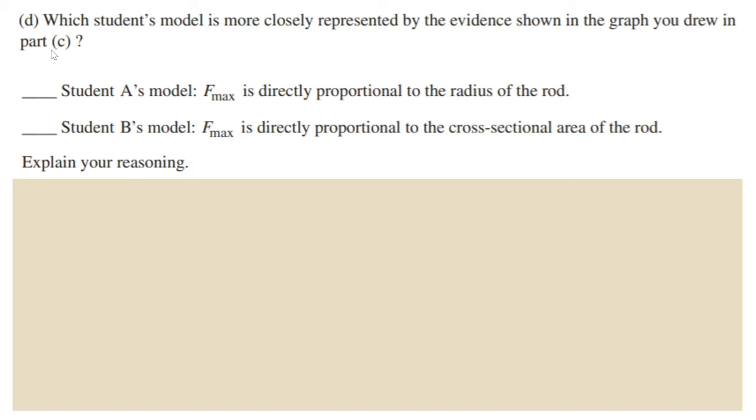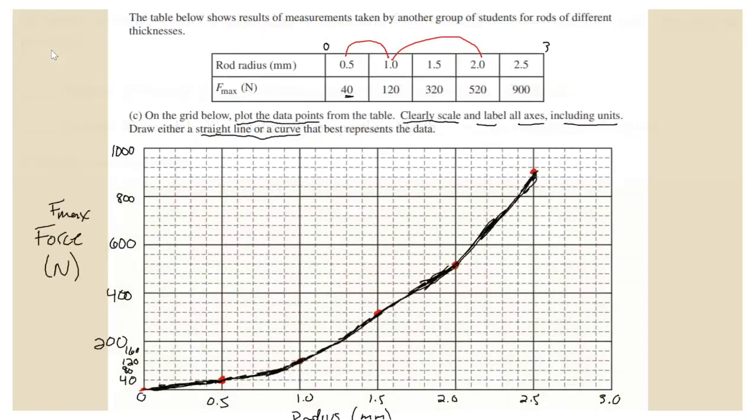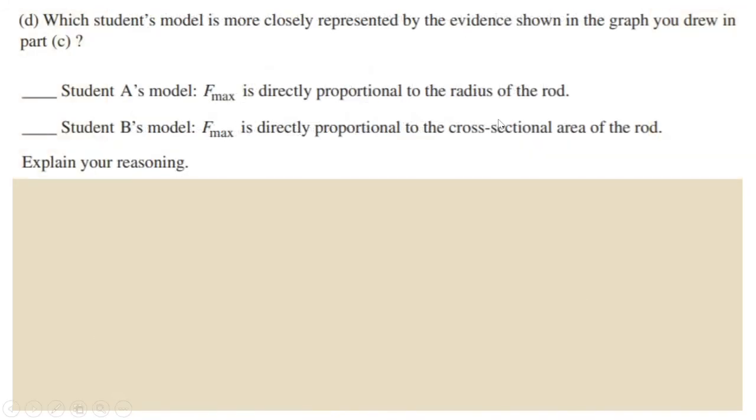Now, we already talked about this a little bit, but it says here, student A's model shows F max is directly proportional to the radius of the rod. Student B's model shows F max is directly proportional to the cross-sectional area of the rod. It should be pretty obvious taking one look at this graph. As I mentioned, you should have been able to tell immediately when you looked at the data table. The doubling of the radius does not cause a doubling of the force. They're not directly proportional. Here, clearly, the graph is curved.